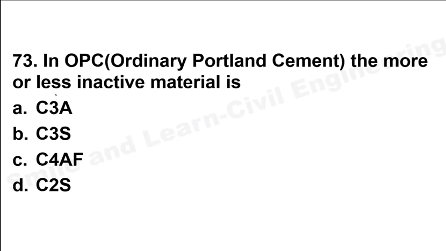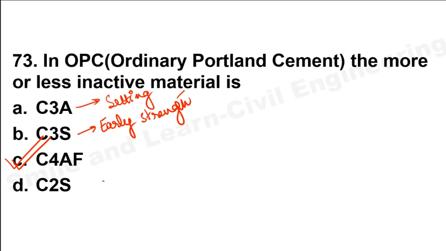Question number 73. In OPC, ordinary Portland cement, the more or less inactive material is C4AF, because we all know this is related to setting. C3S is for early strength, C2S is for ultimate strength, right? So C4AF is more or less the inactive material.